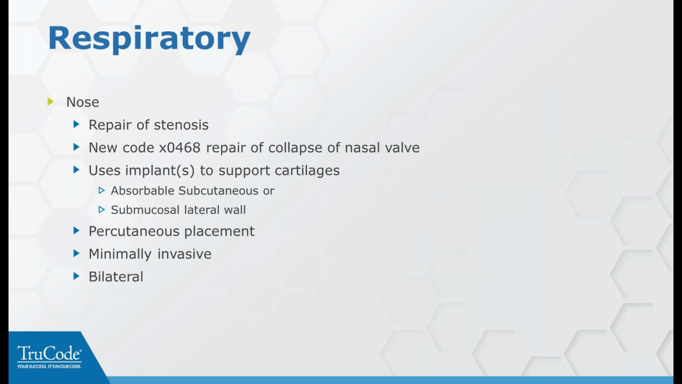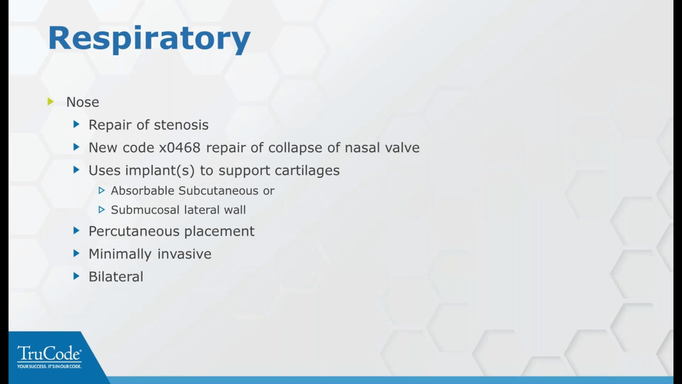So basically, they're using those implants to support the cartilage. Those implants are made up of absorbable material, either put in right underneath the skin or right underneath the mucosa, usually in the lateral wall there, and they're going to use that to support the cartilage. And again, it is done through the percutaneous methodology, and it's great because it is more minimally invasive. We do see typically with these kinds of procedures, you have to have the person in an operating room. This could be done in a lesser type of area.